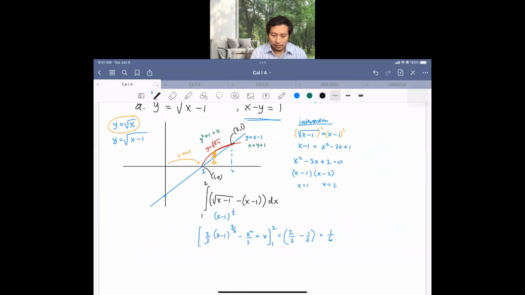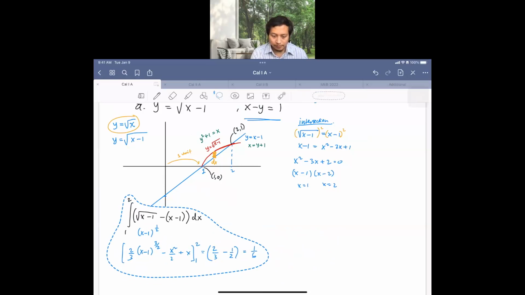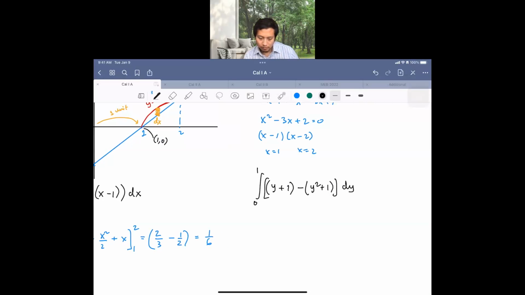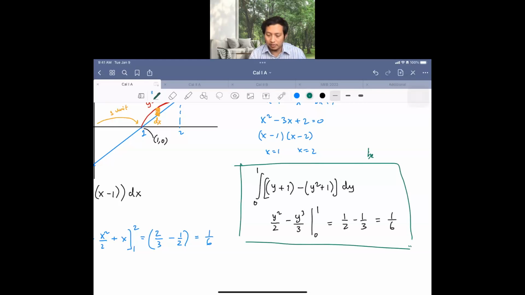Okay. Now we can actually write this in terms of dy. You can write dy from 0 to 1, right? And then it's y plus 1 minus y squared plus 1, and then dy. Okay, is it correct? So this turns out, from 0 to 1, half minus 1 over 3. I think this is a better approach, better calculations.